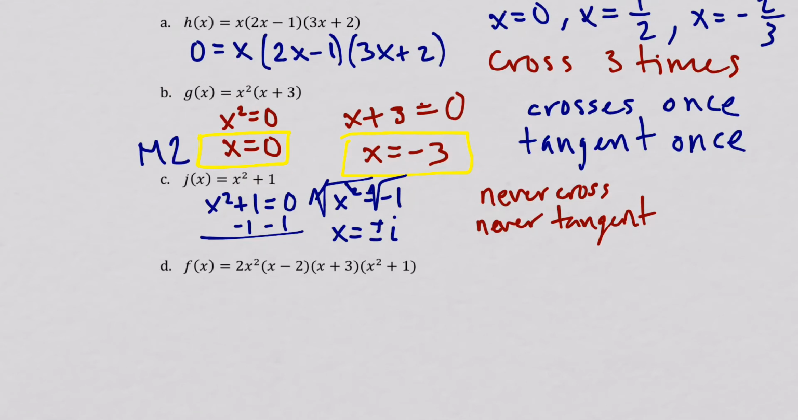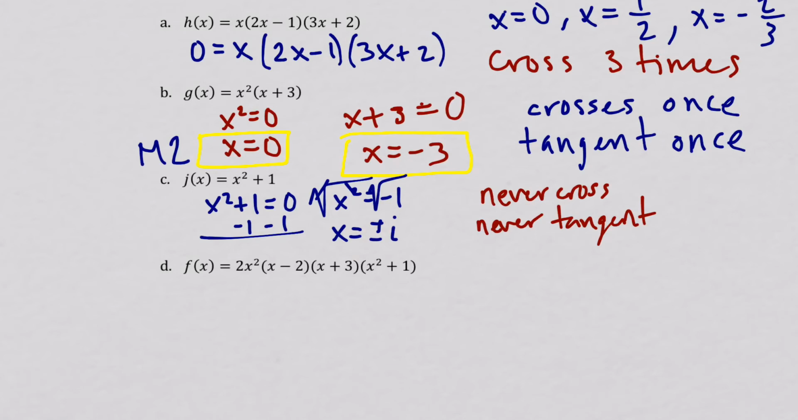So in other words, you're only looking for the real zeros, right? x equals 0 up here, x equals 1/2, x equals negative 2 over 3, and this one x equals negative 3, x equals 0. You're only looking for those. If you get imaginaries or complex, then you're going to say no, never cross, never tangent.